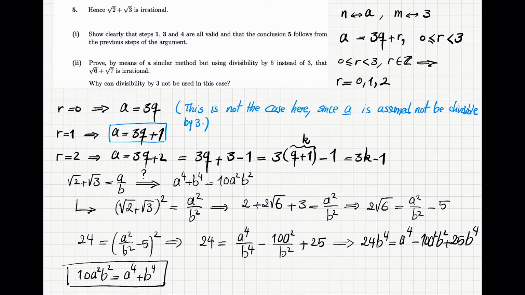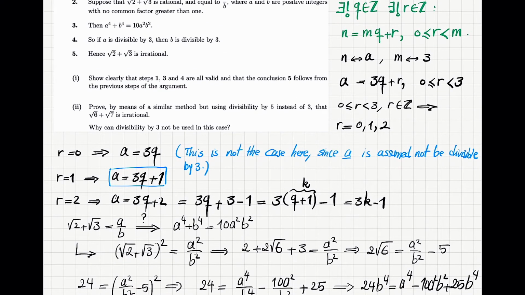Okay, now we want to prove statement number 4. Statement number 4 reads like this. A is divisible by 3. We want to prove that B is also divisible by 3. Of course, A and B are the same A and B that fulfill this relation.